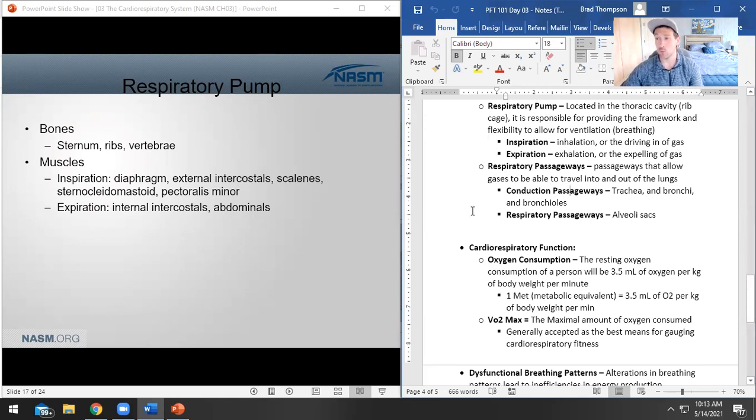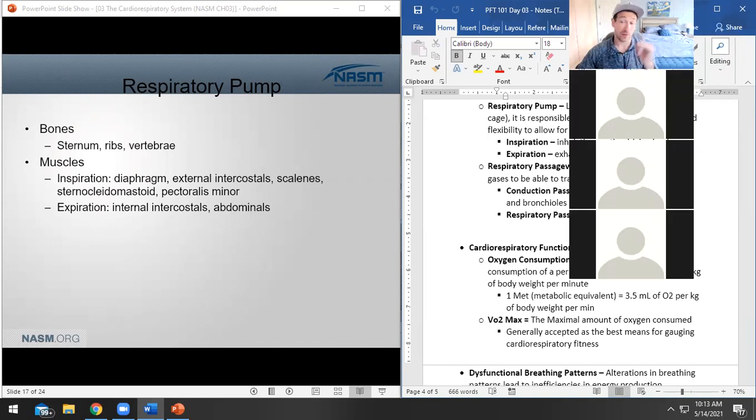Now, obviously you can go and breathe a little bit harder, which is where your internal intercostals will come in, or your abdominals. That's why your stomach pooches out when you breathe really hard and you're blowing out birthday candles or something.